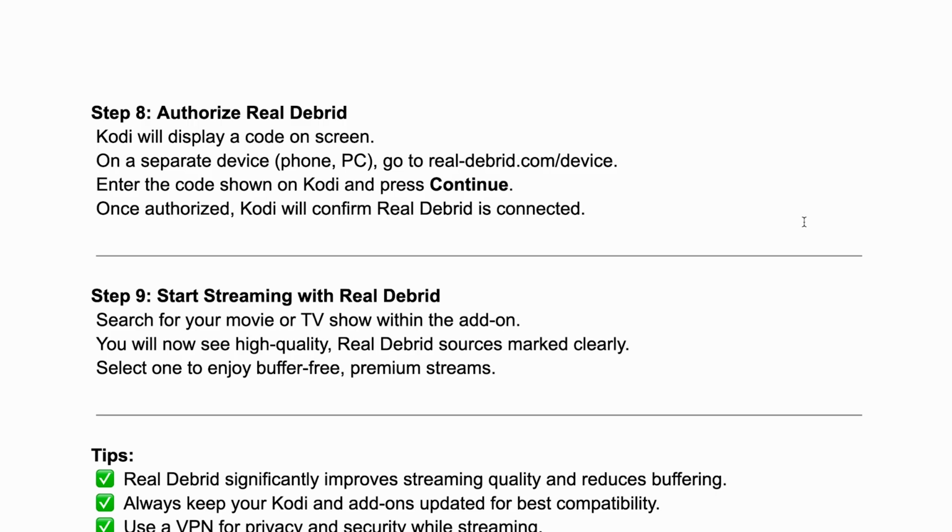On a separate device, go to real-debrid.com/device. Enter the code shown on Kodi and press continue. Once authorized, Kodi will confirm Real-Debrid is connected. Then start streaming with Real-Debrid.